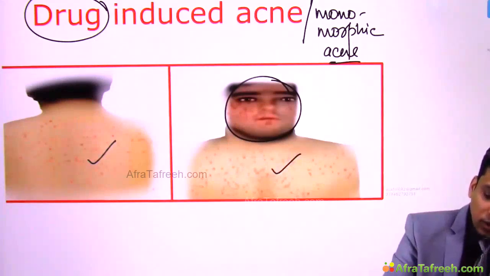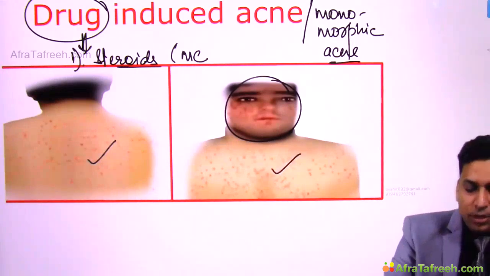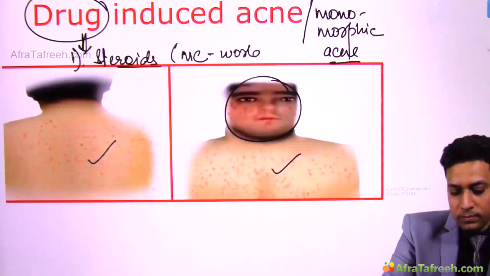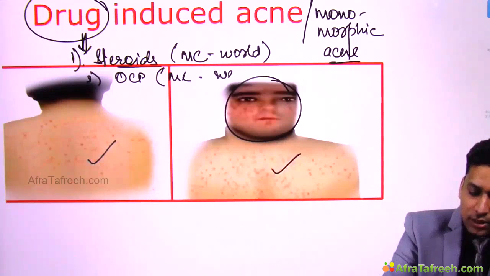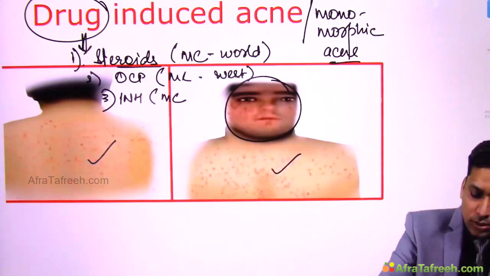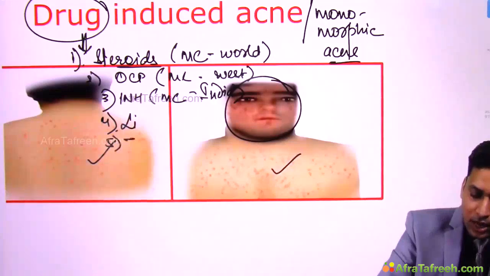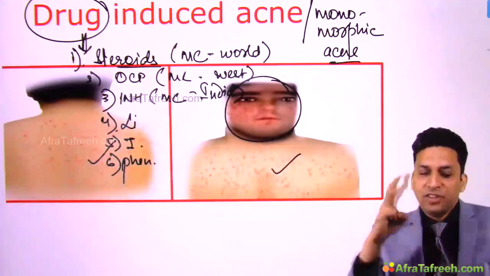So you can write down the drugs which can cause drug-induced acne. One I already told you is steroids. Steroids are the most common culprit of drug-induced acne around the world. Second is OCPs. These are the most common cause in Western countries. Third is isoniazid. This is the most common cause in India. Other than these three, it can be due to lithium, iodine, phenytoin. So there are different drugs which can cause drug-induced acne. Among them, the first three are very important.